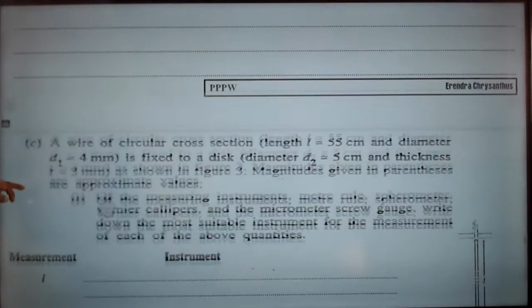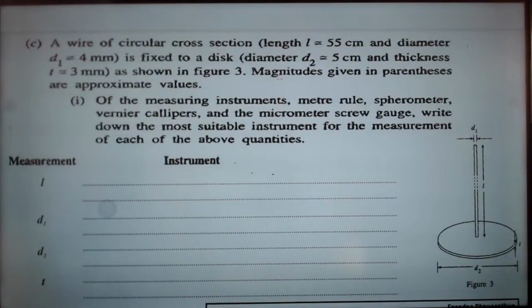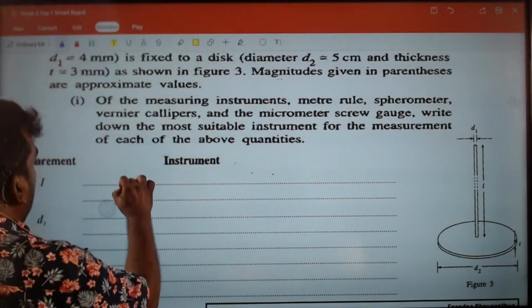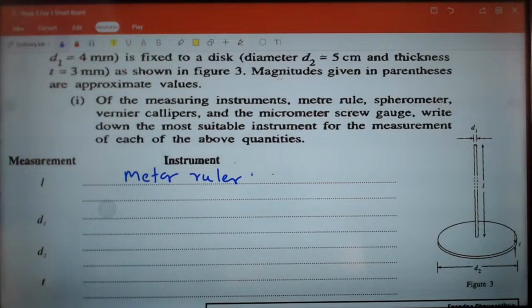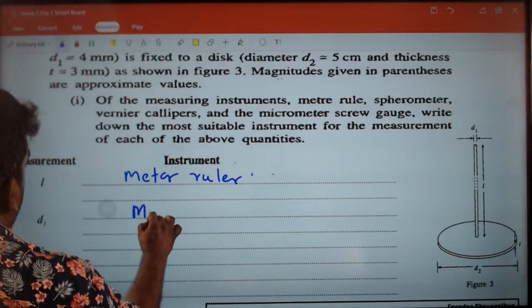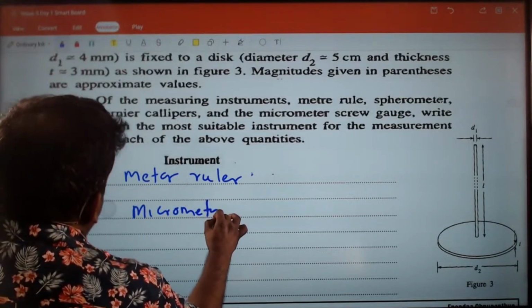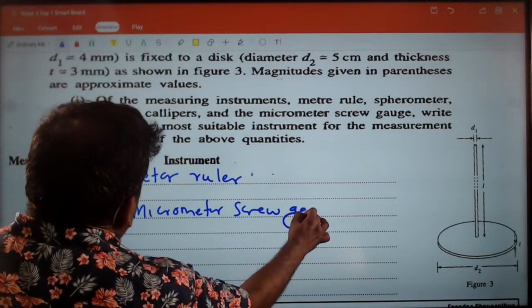A wire of circular cross section, length L 55, diameter D1 4 mm is fixed to the disc of diameter D2 5 and thickness T equal 3. Magnitudes are given in parentheses. What are the measuring instruments? L 55 means meter ruler. No question there. D1 is 4 millimeter, so micrometer screw gauge. Micrometer screw gauge is good.